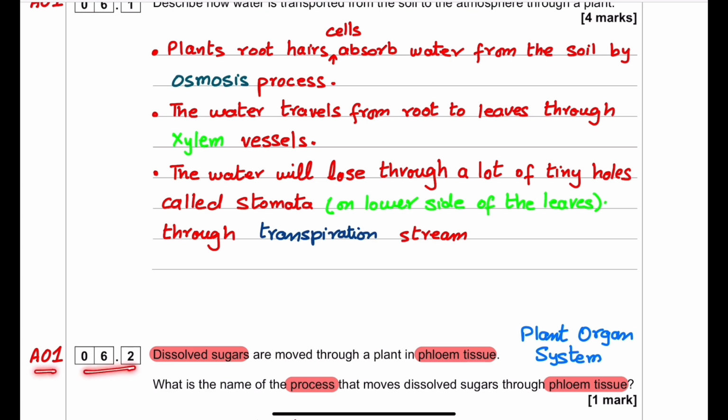6.2 is an AO1 question, and this question is from the plant organ system. Dissolved sugars are moved through the plant in phloem tissues or phloem vessels. What is the name of the process that moves dissolved sugar through phloem tissues? So it is an AO1 question. The student must remember the name of the process which is carried out by the phloem tissues to transport the food, that is called translocation.